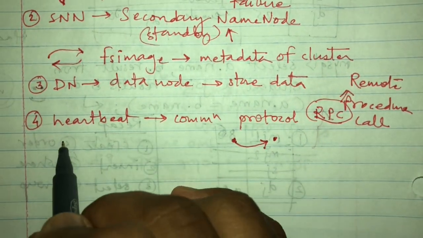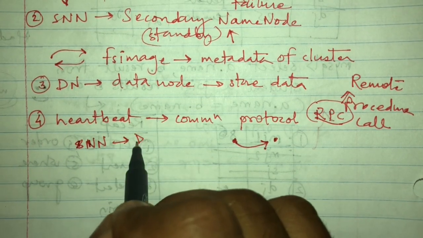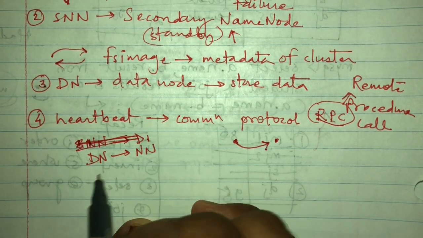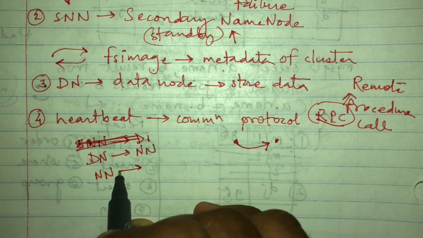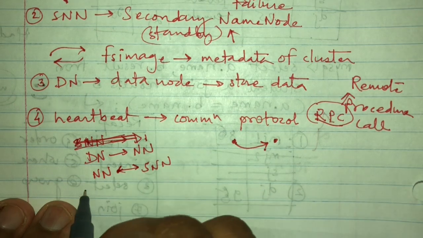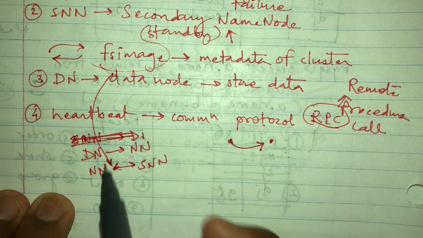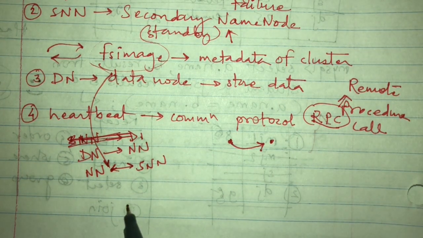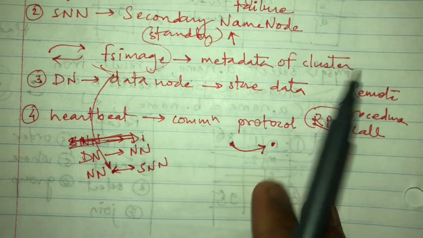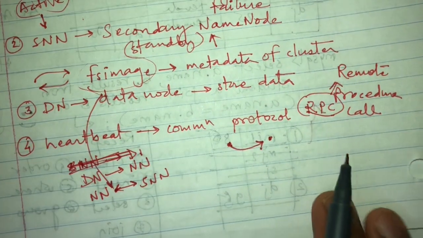So this heartbeat is shared between data node and name node, and then name node shares this heartbeat with secondary name node, and secondary name node does that vice versa, so that the FS image that you have at name node is always kept updated. This is very important. If your FS image file is not updated with every heartbeat, then you lose some important information to keep in that metadata, right?